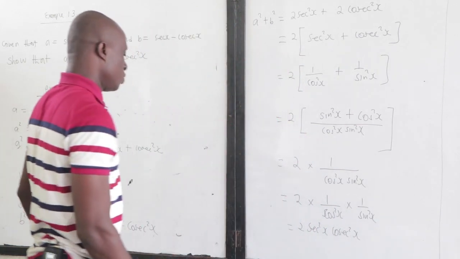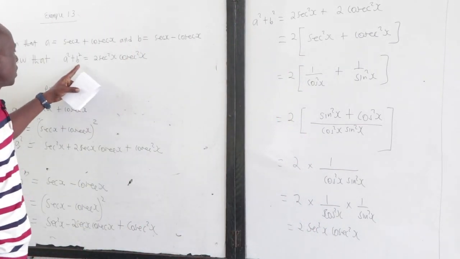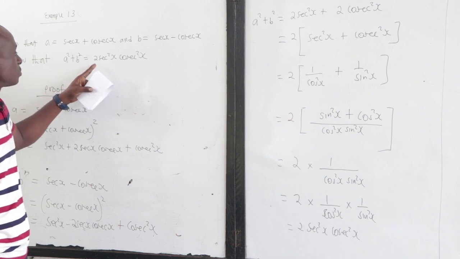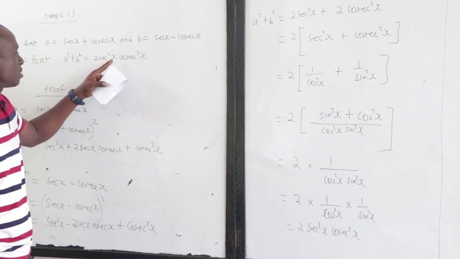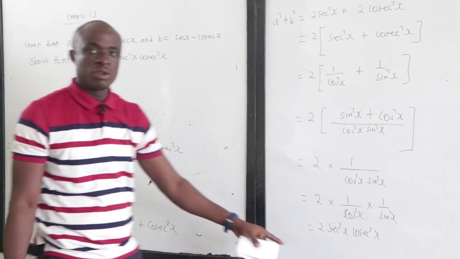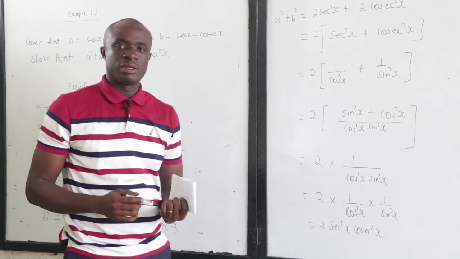The question says that we should show that this is equal to what? A square plus b square is equal to 2 sec square x cosec square x. And clearly, we have been able to show that.